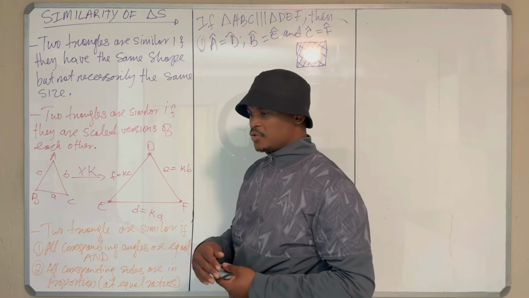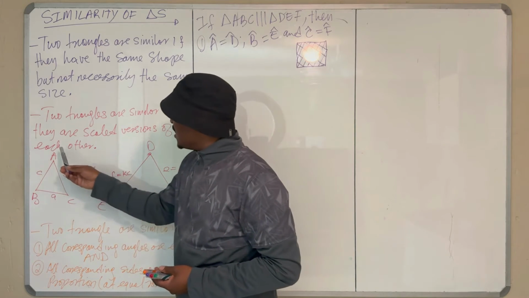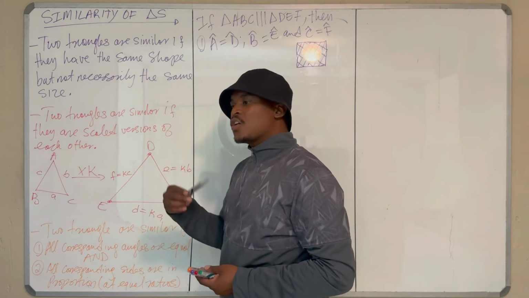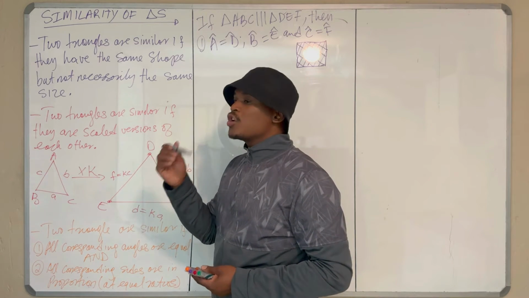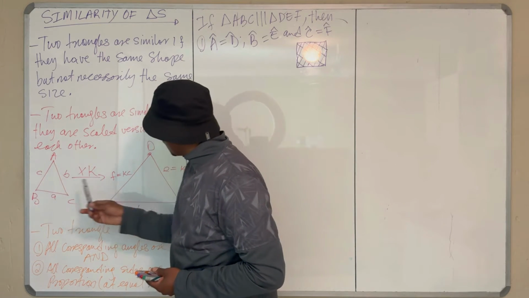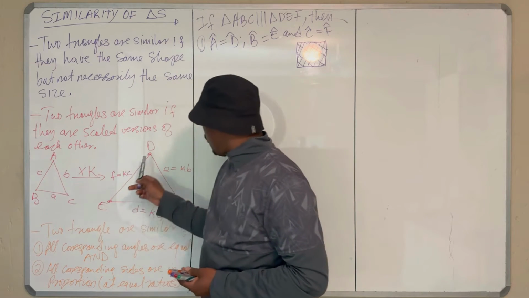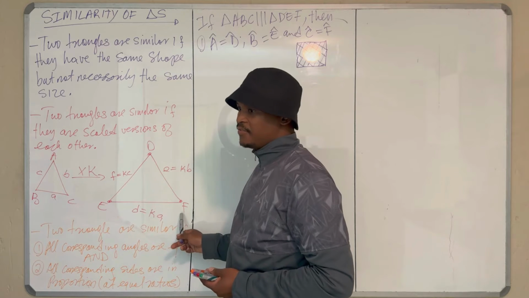I'm not sure if you understand what I'm trying to say. If you're saying triangle ABC is similar to triangle DEF, all the corresponding sides are in proportion, which means your AB over your DE should be the same as your AC over your DF, which should be the same as BC over your EF.